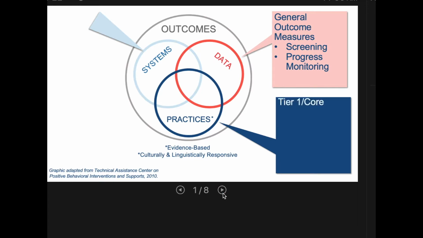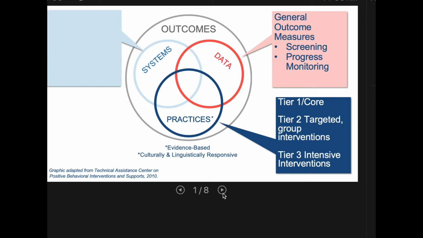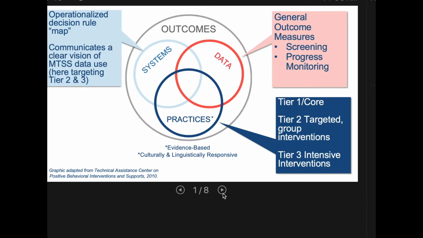At Tier 1, it informs school improvement, not the purpose of this course. At Tier 2 and Tier 3, it informs targeted group and intensive interventions. These data-based protocols or decision rules are operationalized into systems, here in the light blue, to assist the adults, such as a map that communicates a clear vision of data use at Tier 2 and Tier 3.